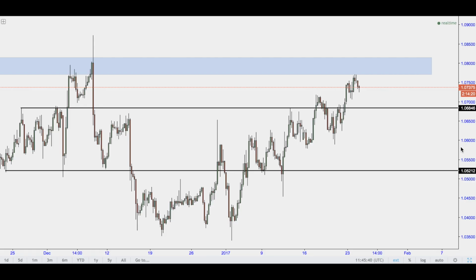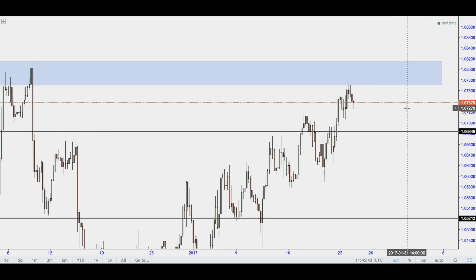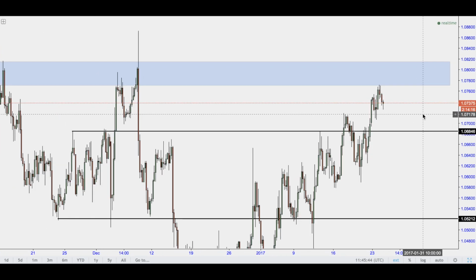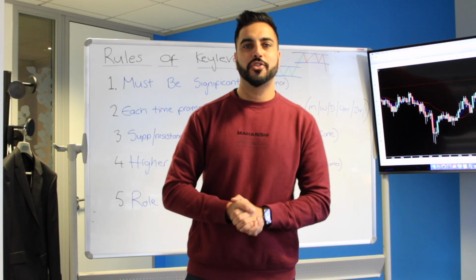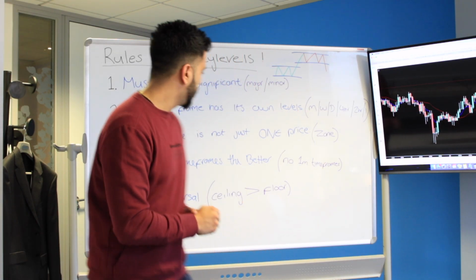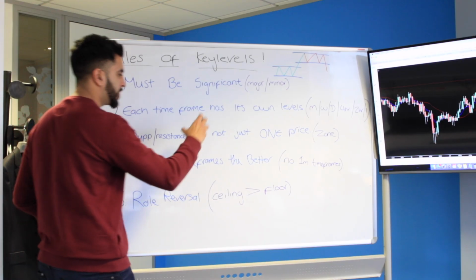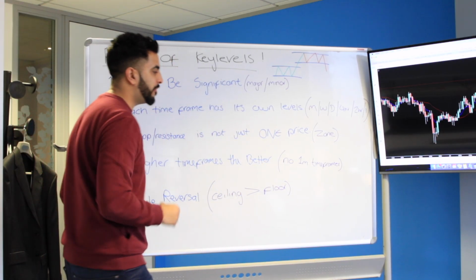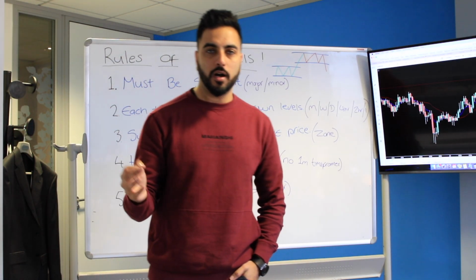Who knows? Just one last piece of advice here is that the zone, sometimes the market can come close to the zone, in the middle of the zone, or maybe even at the top of the zone as well. So a tip would be always wait for a confirmed reversal point, more or less on a 4-hour, even a daily time frame before actually going short in this case. So rule number 4. Rule number 4 is higher time frames, the better. And in brackets I've put no 1-minute time frame.